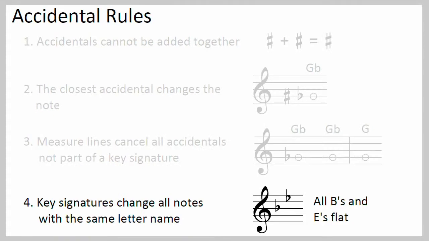The fourth and last rule is key signatures change all notes with the same letter name. When a key signature accidental is written on a line or space, it changes all notes with the same letter name as the line or space. They do not have to be written on the same line or space as each note.